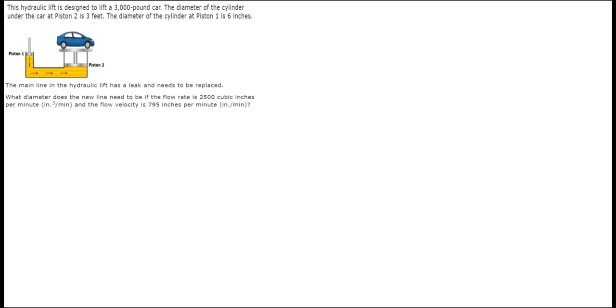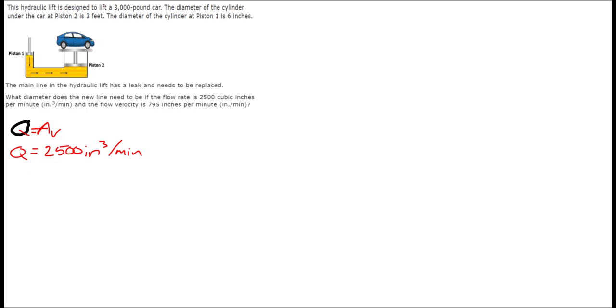Last problem here. The main line in a hydraulic lift has a leak and needs to be replaced. What diameter does the new line need if the flow rate is 2,500 cubic inches per minute and the flow velocity is 795 inches per minute? This is really quite easy. If you look under fluid mechanics on your formula sheet, you will see this formula, Q equals A times V, where Q is equal to flow rate. So our flow rate, it tells us, is 2,500 inches cubed per minute.